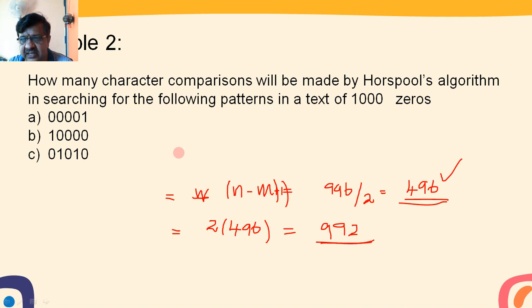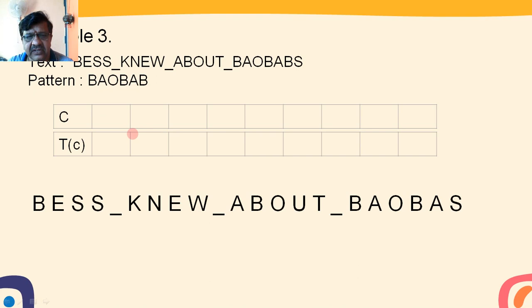So the text is 1000 zeros and these are all the patterns. Now we'll take another one. The text is the string and the pattern is BARBER. Now we will construct the shift table. The characters that we need to worry about are whatever is there in the pattern: A is there, B is there.